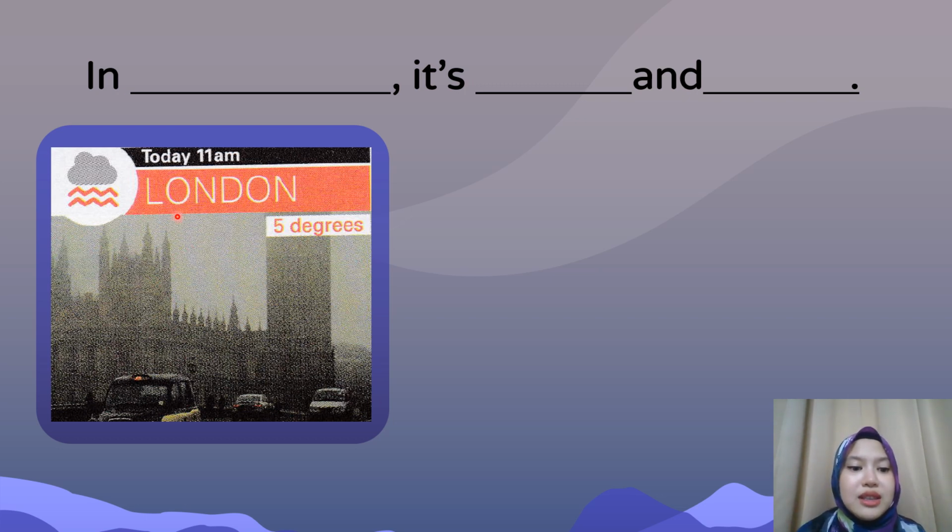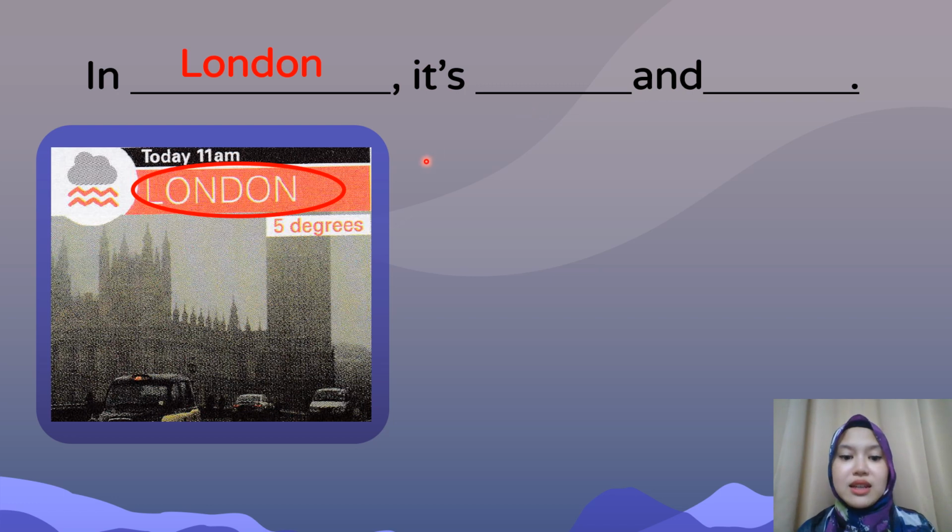For example, this is in London. Okay, so this is how you answer a question when people ask you about the weather. So you say, in London, okay, so in, then you write down the place. In London, it's apa? Okay, so the first part is, you look at the temperature, suhu, okay, 5 degrees. So 5 degrees, is it hot or warm or cold? Okay, so you choose one. So 5 degrees is quite cold. So you write down, it's cold.